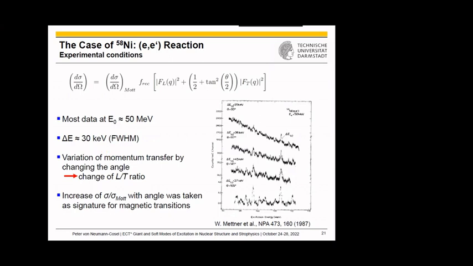Now in these kinematics, you vary the momentum transfer by changing the angle. So you have a fixed electron energy and you change the scattering angle where you measure. This means you change the ratio between longitudinal and transverse cross sections. And if an increase of the cross section with angle towards the most backward angle, which was 165 degrees, was seen, then this was taken in the analysis of this paper as a signature of a magnetic transition, because it was clear that at backward angles, transverse cross sections dominate.